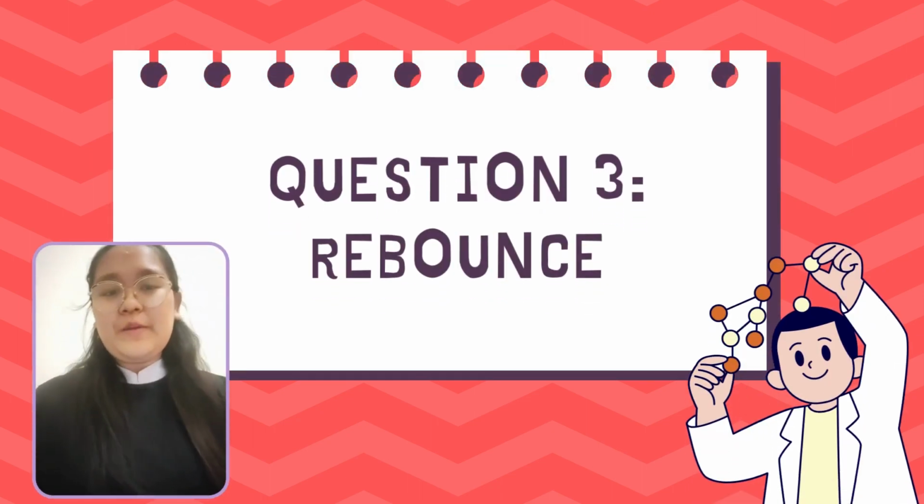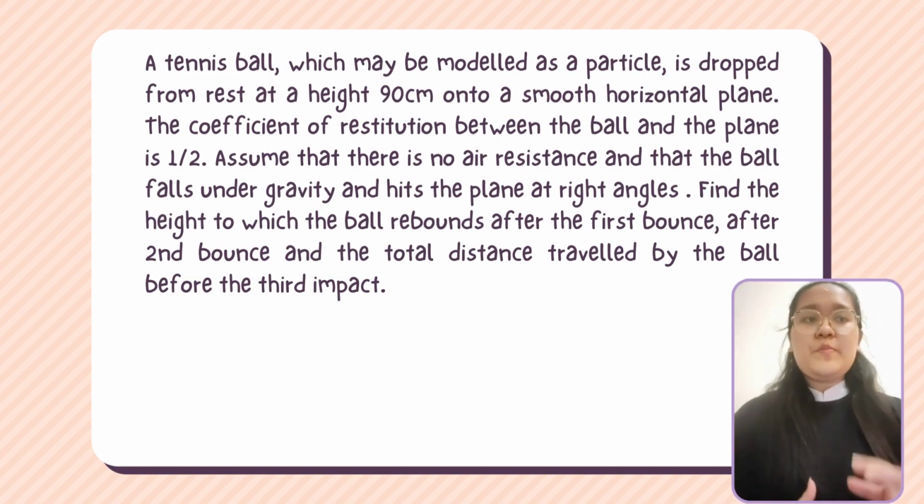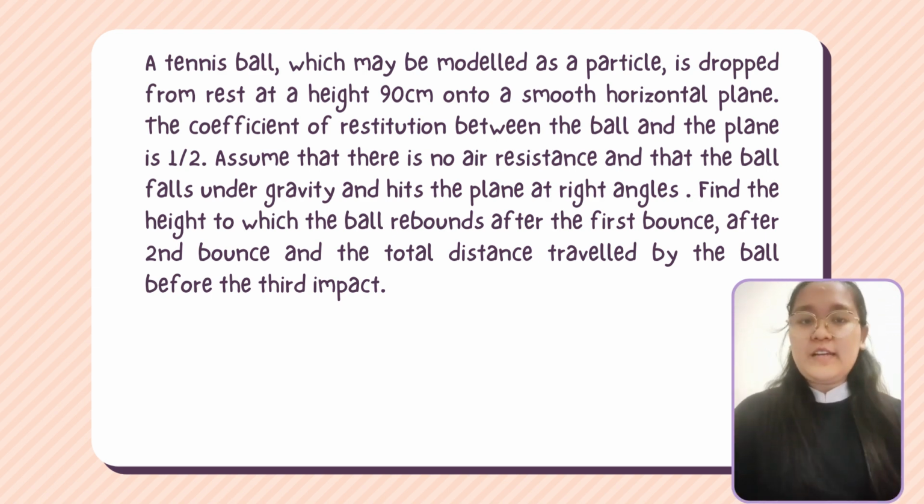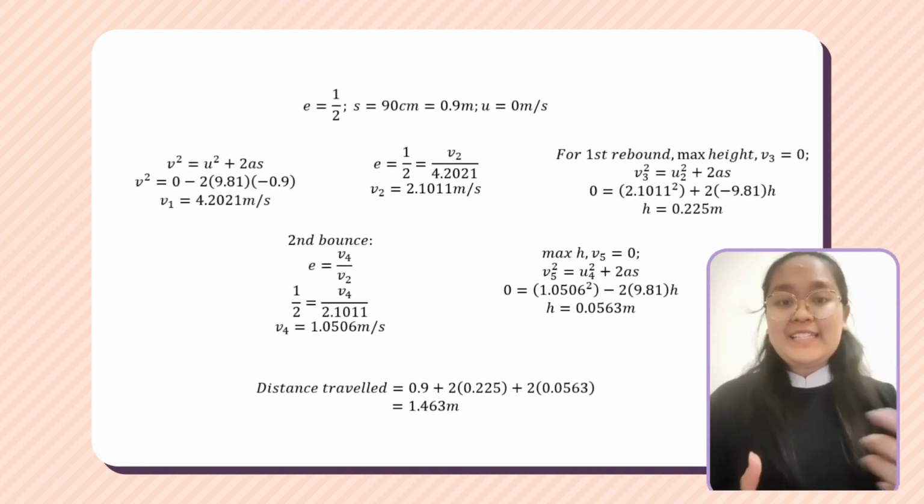Question 3. Rebounds. A tennis ball, which may be modeled as a particle, is dropped from rest at a height of 90 cm onto a smooth horizontal plane. The coefficient of restitution between the ball and the plane is 1/2. Assume that there is no air resistance and that the ball falls under gravity and hits the plane at right angles. Find the height to which the ball rebounds after the first rebound, after the second bounce, and the total distance traveled by the ball before the third impact. Try to do this question on your own and pause the video. Let's get to the answer.